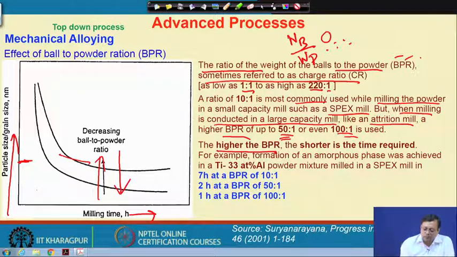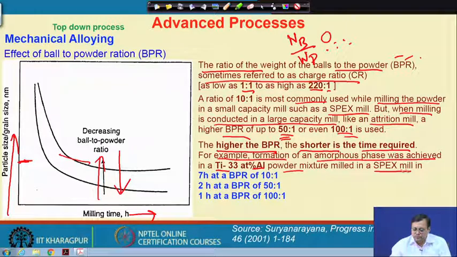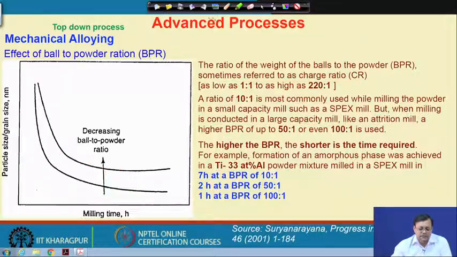So, a higher ball to powder ratio will basically shorten the time required for the whole mechanical alloying process, because we are putting more energy into the system. As an example, the amorphous phase can be achieved in a titanium aluminum system from a powder mixture in a SPEX mill. It will take 7 hours if you use 10:1, and it will take 1 hour if you use 100:1. So, energy input is very high and you can achieve the amorphous state within 1 hour of milling only. This is a very common example of the choice of proper milling parameters.